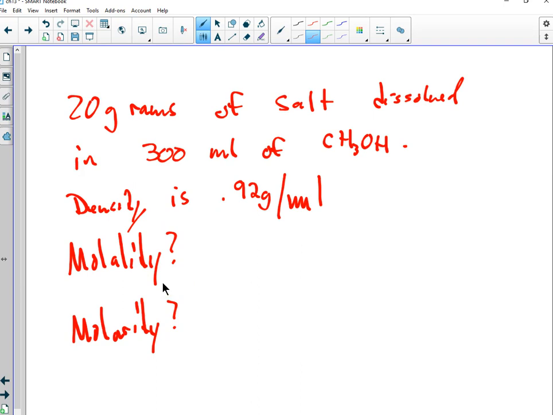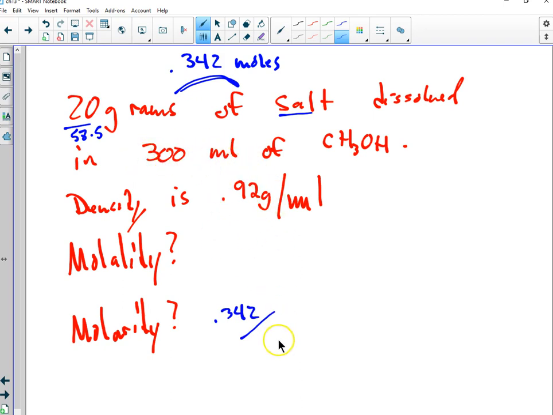Okay, so let's do molarity first since we're used to that. Molarity is just moles per liter, correct? Okay, now I didn't change anything. We've had this number for a while. NaCl, is that 0.341? 0.342. Okay, that's the moles of salt, which is just 20 divided by 58.5. We did that the last few problems. So molarity is moles, so 0.342. How many liters? 0.3. So we end up with 1.14 capital M.